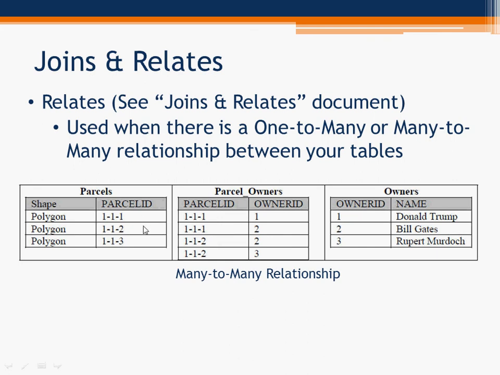All right, so he's part of this group of polygons here, whereas Mr. Murdoch is going to be associated only with parcel ID number 112. So again, we're sort of creating a relationship across multiple tables here, and that's what we would call a many-to-many relationship.